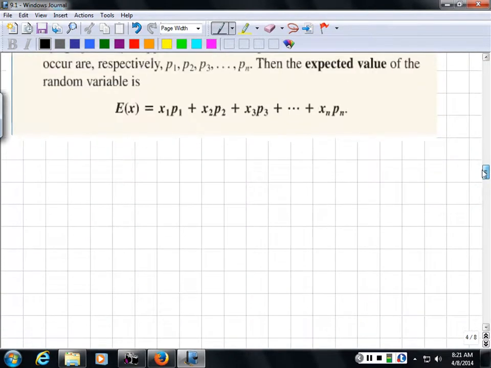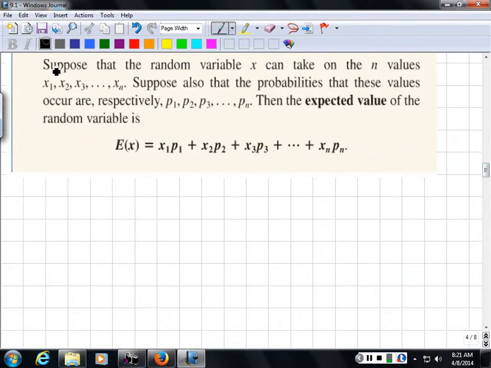So let's go ahead and create the expected value for this. I'm going to use the same exact chart. And we had 0, 1, 2, and 3. Exactly the same, right?